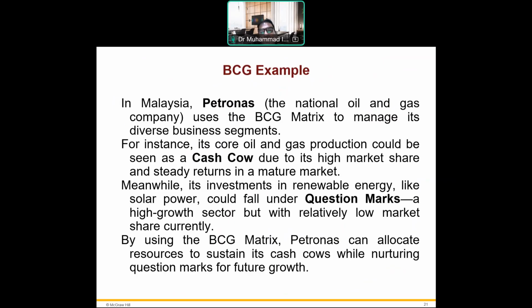Simple. Meanwhile, its investment in renewable energy, like solar panels, could fall under question mark. It's a beginner in a high market growth sector because demand is high, but relatively low market share currently. By using the BCG matrix, Petronas can allocate resources to sustain its cash cow while nurturing question marks for future growth. Question marks might become stars, or might become dogs. So this is a current scenario of Petronas in the Malaysian context to help you understand the BCG matrix.